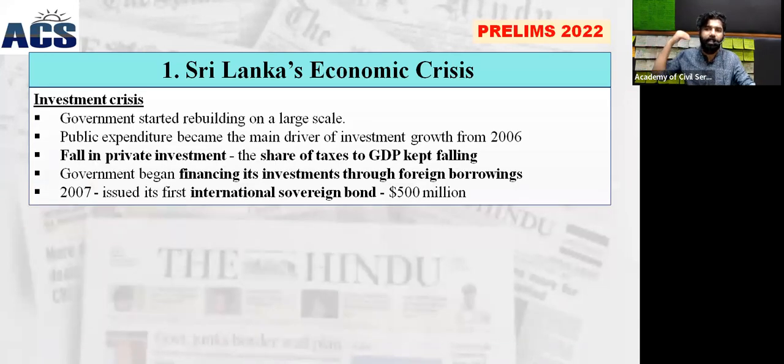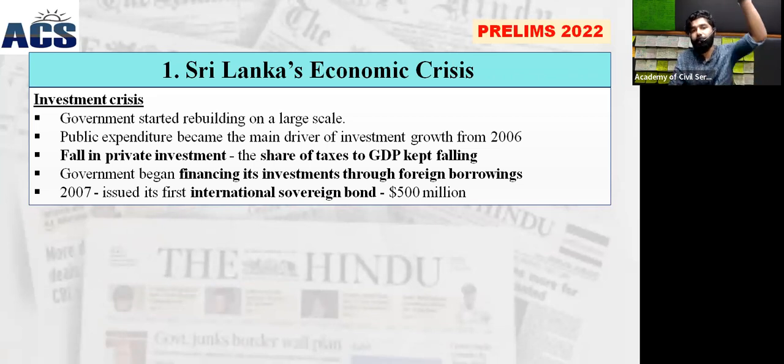Because of that, it had to boost a lot of investment for rebuilding the country. If a country is affected by disaster, like some regions such as Assam, even Kerala, and some of our coastal regions which may be affected by disaster, in those cases we need to pool a lot of money in order to rebuild those cities or regions. Similarly, Sri Lanka was affected by the tsunami, and the government had to start a rebuilding strategy. A lot of public expenditure had to be spent on that. So this resulted in falling private investment and falling taxes as a share of GDP.